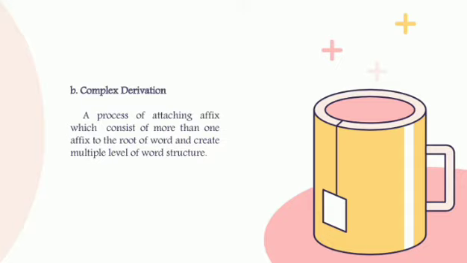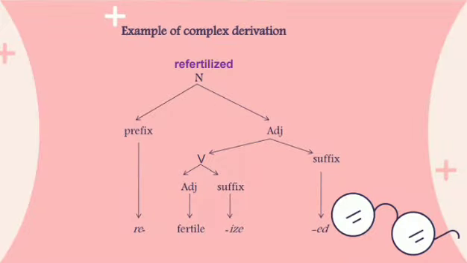Okay, next is complex derivation. You may notice that complex derivation is a process of attaching affixes, more than one affix, to the root of a word and creating multiple levels of word structure. So it's different from simple derivation because it can create multiple levels of word structure instead. So let's jump to the example of complex derivation, the word you may see on the screen, refertilized.